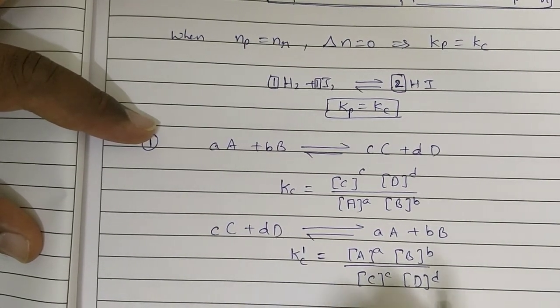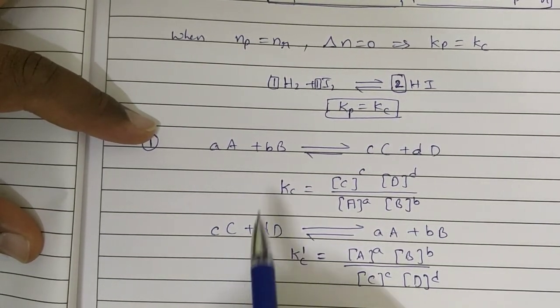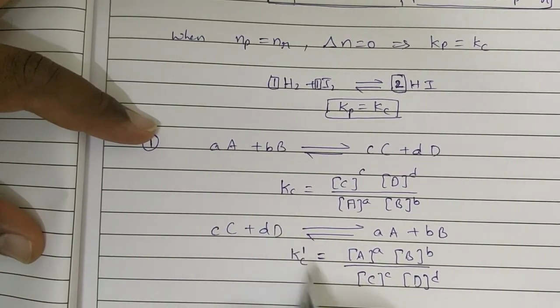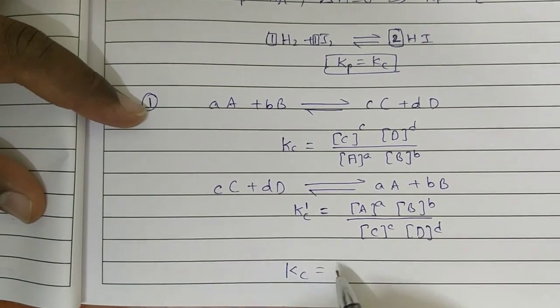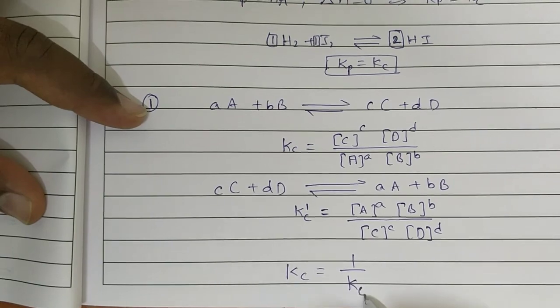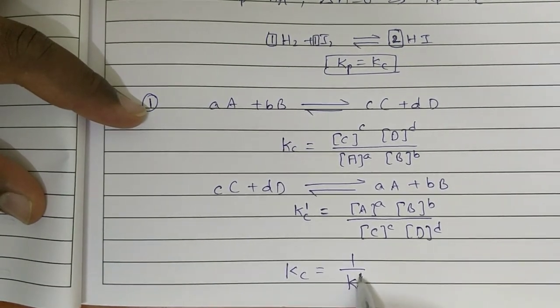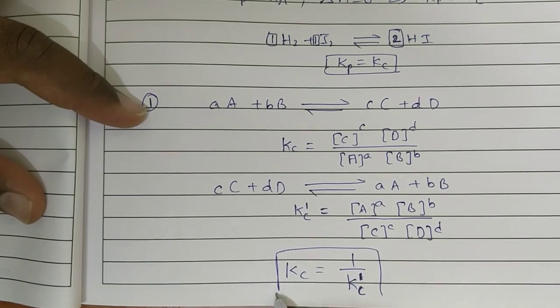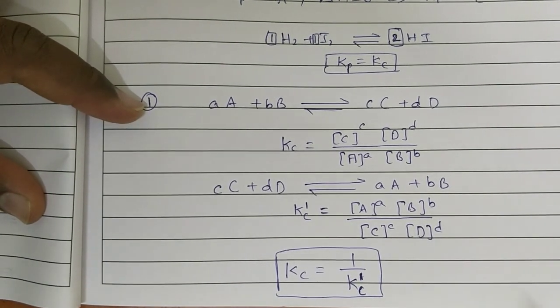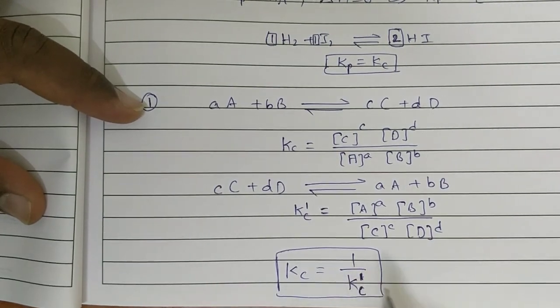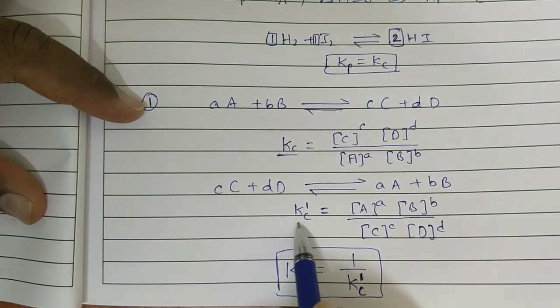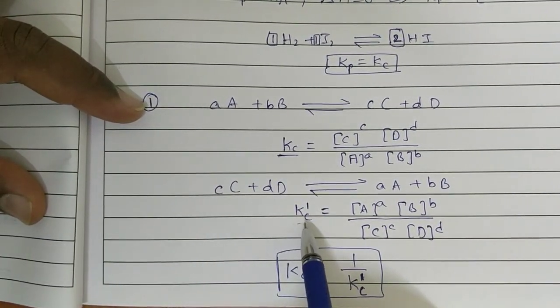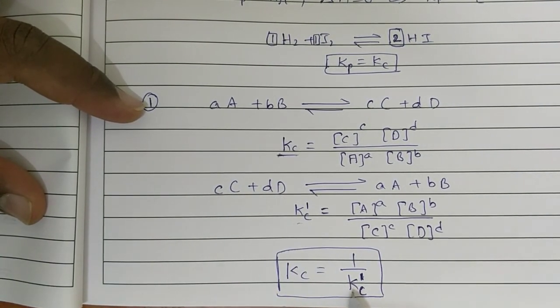When we reverse the reaction by making products as reactants and reactants as products, we got two equilibrium constants. Those two are related as Kc is equal to 1 by Kc dash. When we reverse the reaction, equilibrium constant is getting reciprocal. So this is forward process equilibrium Kc. This is backward process, means by taking products as reactants here we have gotten Kc dash.